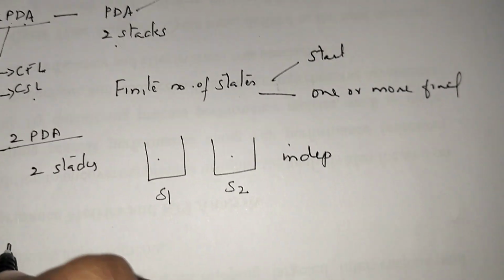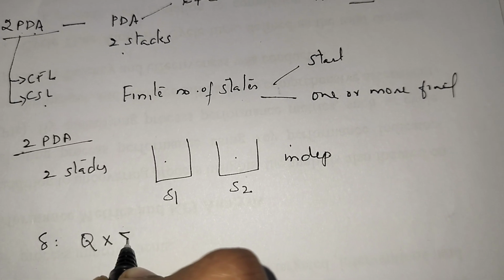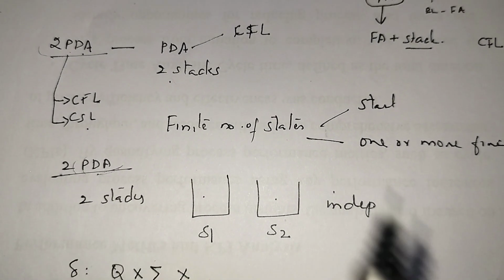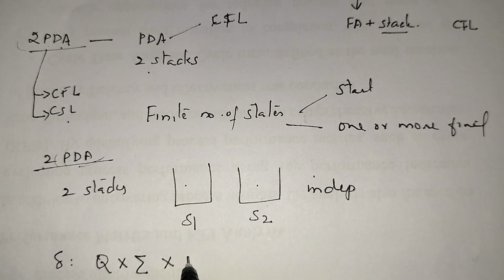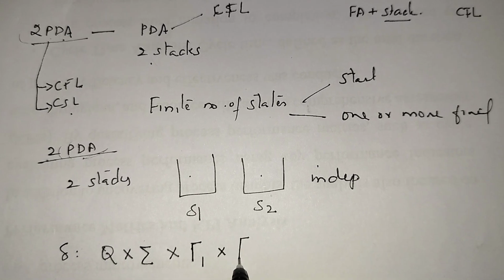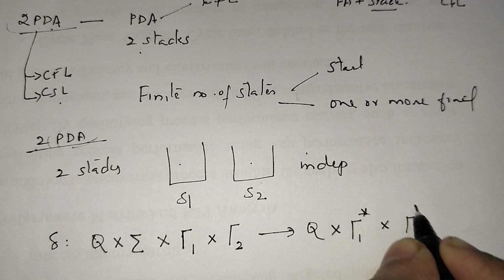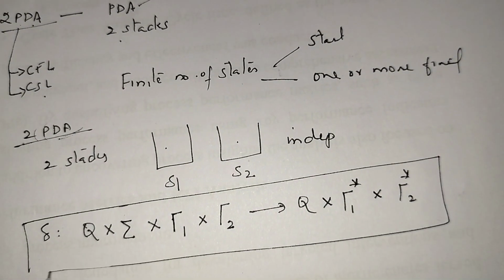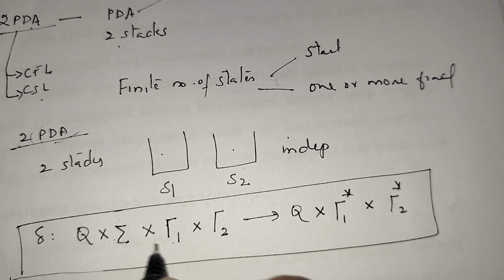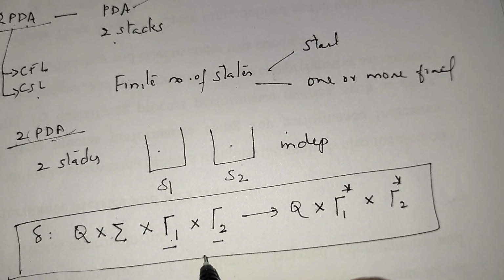And if you are considering the transition function, it is Q cross sigma, the state and a particular input symbol, and then in push down automata we are using a stack, so it contains a stack alphabet. Here we are using two stacks. So Γ1 cross Γ2 gives Q cross Γ1 star cross Γ2 star. This is the transition function of 2 PDA. For a normal PDA, Q cross sigma cross Γ gives Q cross Γ star. Here we are using two stacks, so this is for the first stack, this is for the second stack. So this is the transition function of 2 PDA.